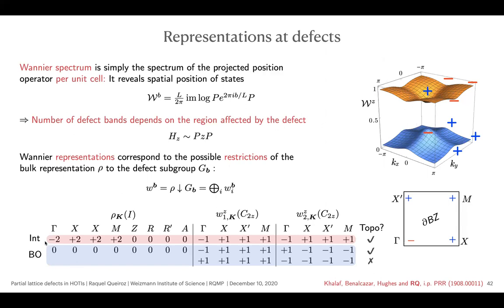These can have a representation in the bulk which is either not compatible with an atomic insulator, which is topological, or compatible. But then the restrictions, which are of course for a lower-dimensional Brillouin zone, because now you have only 2D bands, can be topological in general. So this type of reduction is just a prescription where you pick out certain entries of this representation, and you can find that it can be topological.